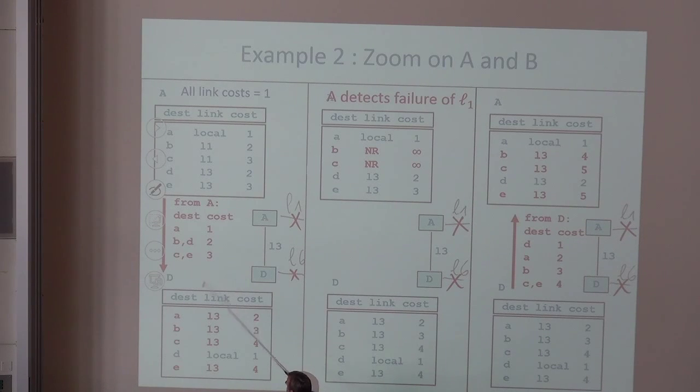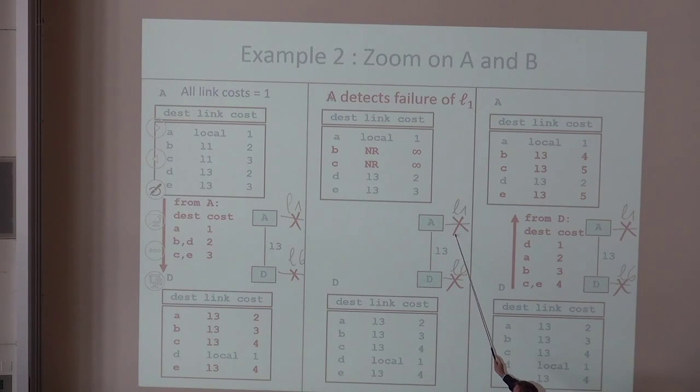being 3. D will accept this because C and E were previously at infinite distance, so it will take the best that is possible. So therefore, D will think that it can route to C and E via A, which is what Bellman-Ford says.